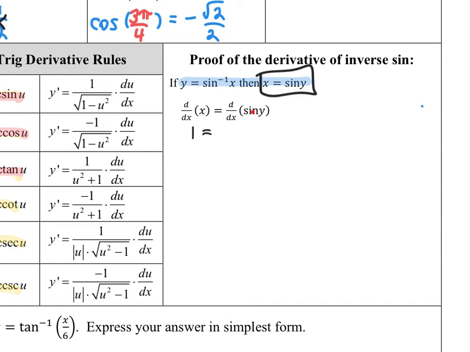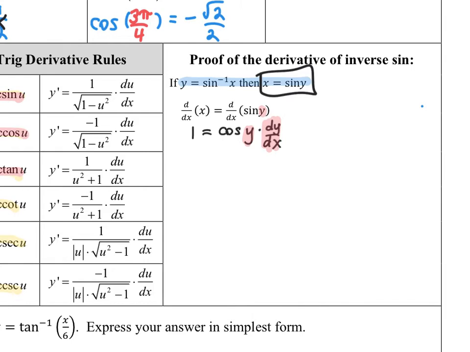And the derivative of sine y with respect to x, notice that I have that discrepancy in variables, so I'm going to have to do implicit differentiation here. So again, we're thinking of that y as an inside function, so I do the derivative of the outside, which is cosine, leave the inside function alone, which is the y, times the derivative of the inside function.